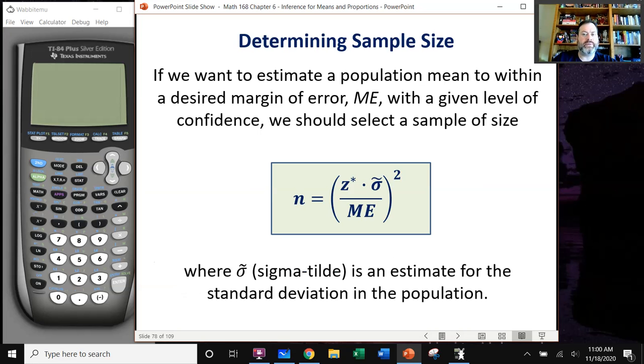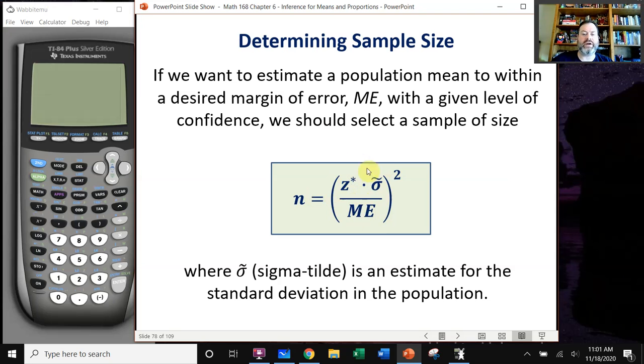So here's the formula. If we want to estimate a population mean to within a desired margin of error, with a given level of confidence, we should select a sample of size... So let's talk about all this stuff here. So we know what Z star is. You might be wondering why it's there, but we'll talk about that. But we do know what Z star is.